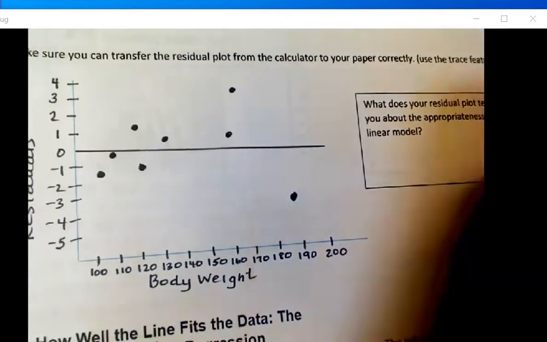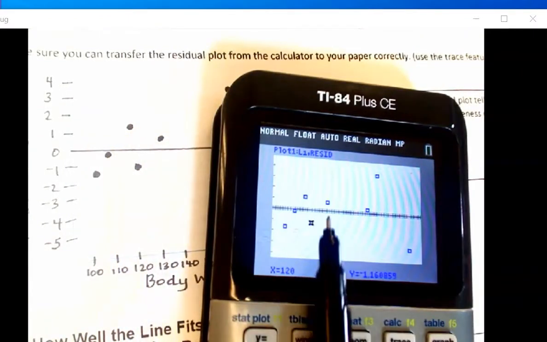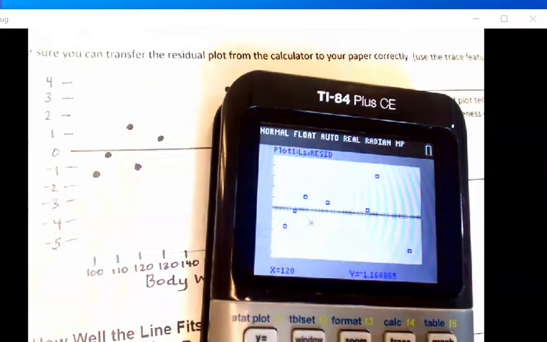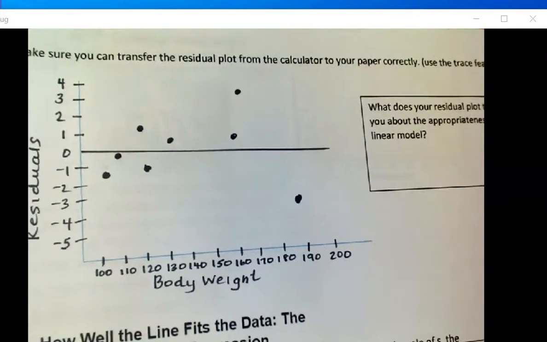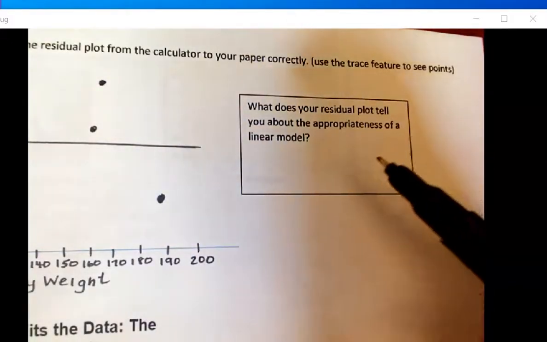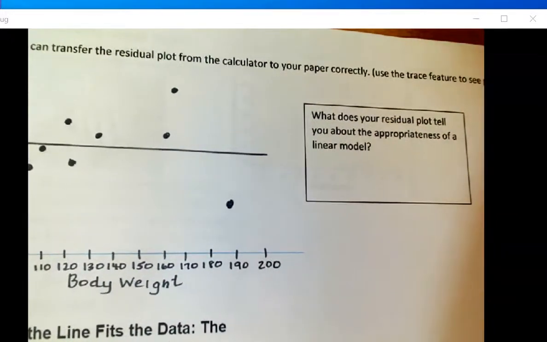Okay, so as I hit trace and went from point to point, I just looked to see, like this point here is 120, negative 1.2. I want 120, negative 1.2. So hopefully that is what your residual plot looks like, okay? What do you think this residual plot says? What does this tell you about the appropriateness of a linear model? Since the residuals are randomly scattered, do you agree those look pretty randomly scattered with no curve pattern? The residual plot indicates that a linear model is appropriate to compare body weight and backpack weight.